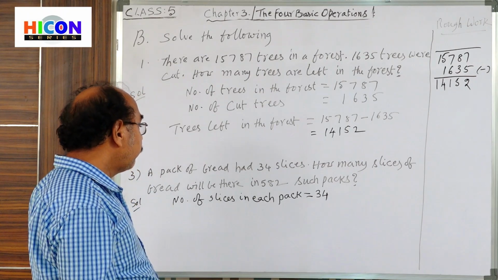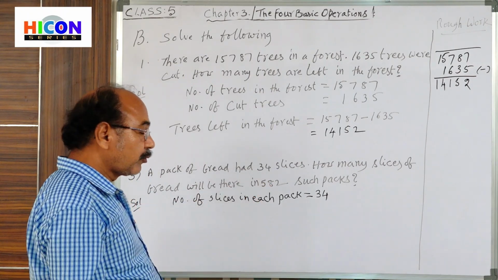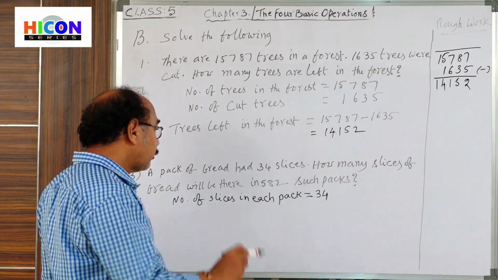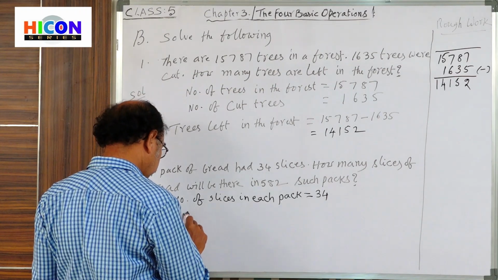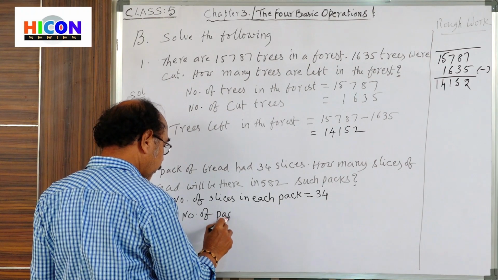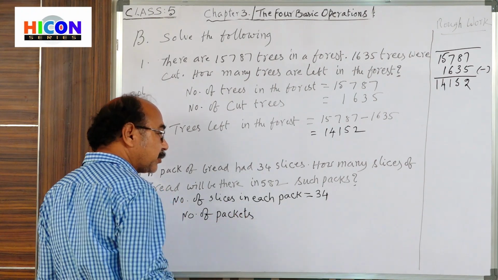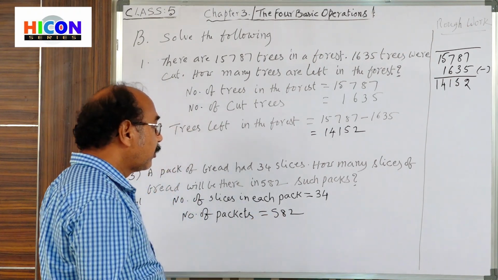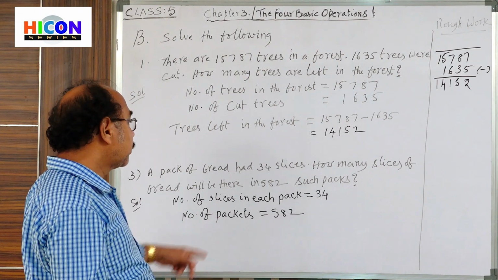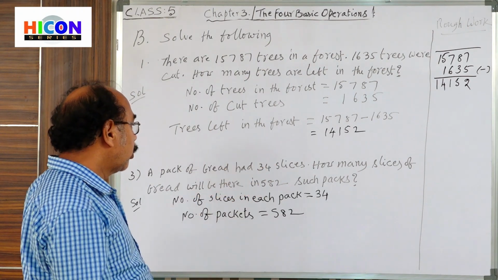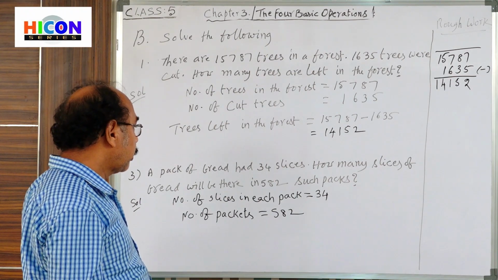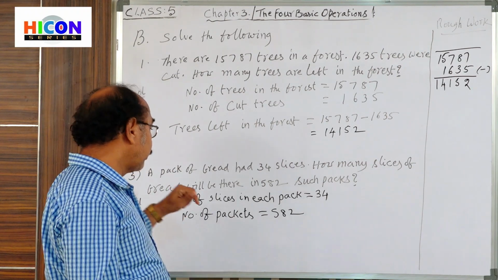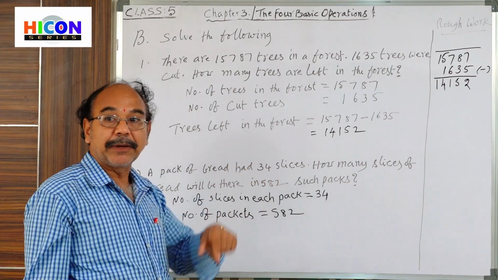Now, 582 packets are there. How many packets they prepared? 582 packets prepared. So, number of packets is 582. He asked about the pieces. How many slices of bread? Okay. Total number of slices of bread you have to find in 582 such packets.